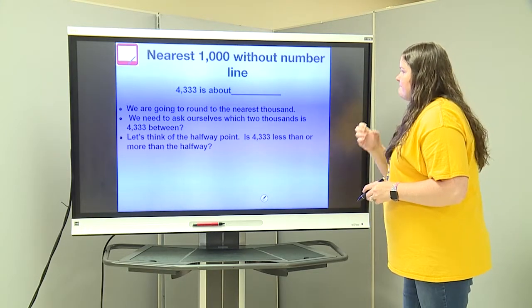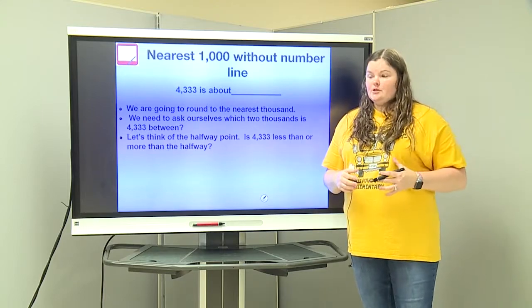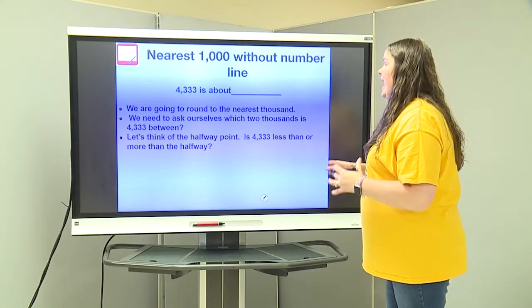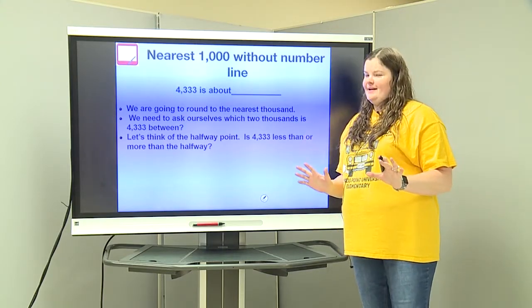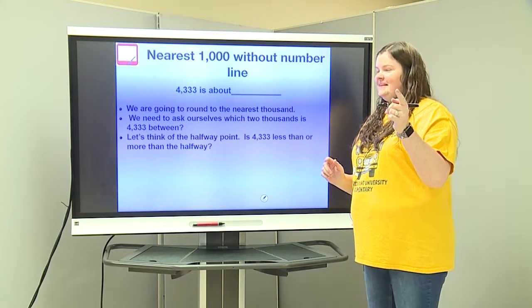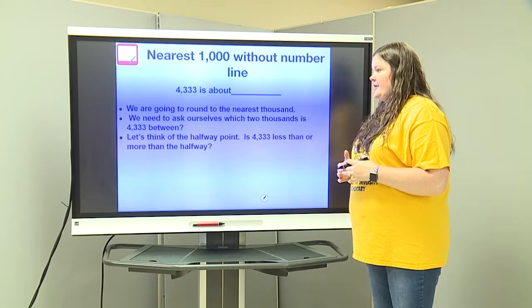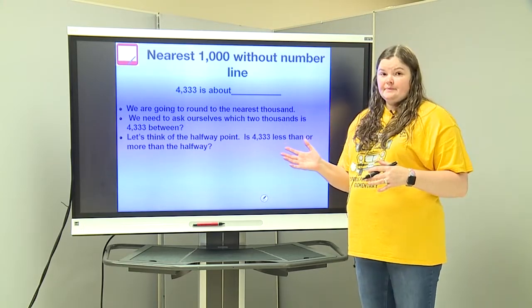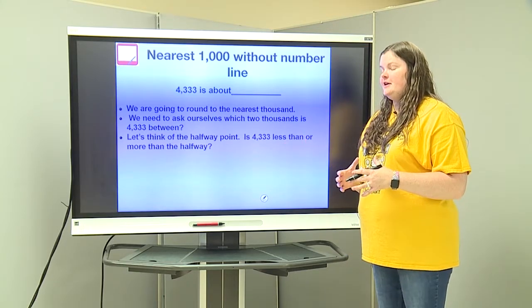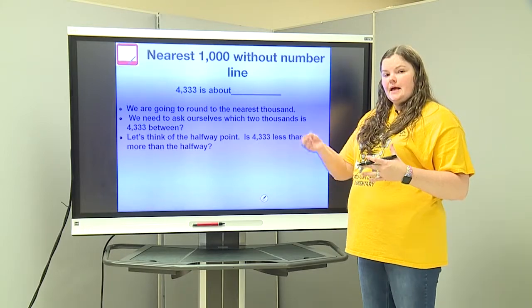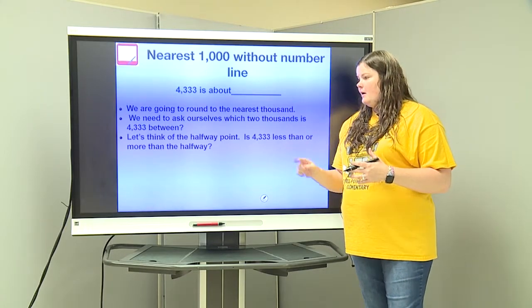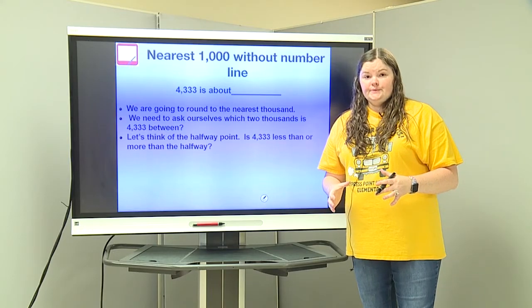All right, now let's move into the actual skill. So we're going to be rounding to the nearest thousand without the number line. Are you guys ready? All right, let's get into this. So we have 4,333 is about blank. So first of all, we need to figure out, without using the number line, we just need to use our brains and figure out what this is closest to.